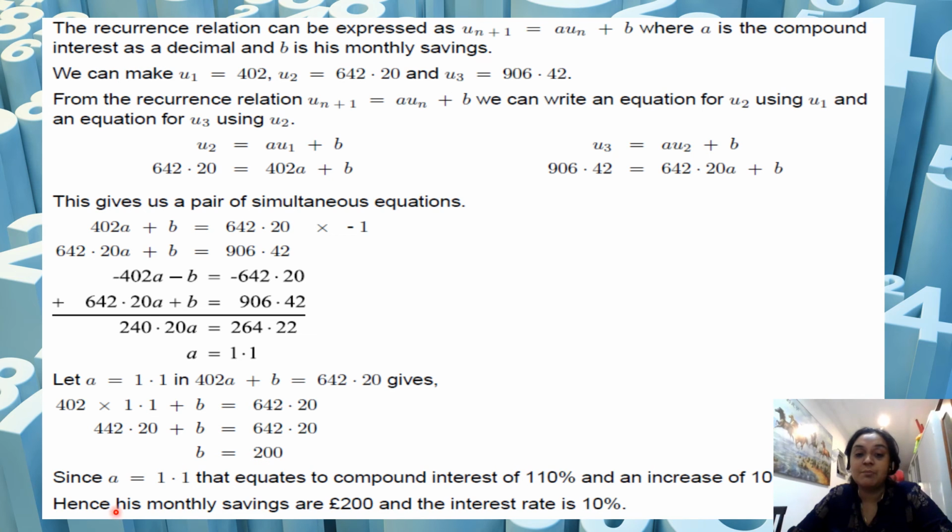Since a is 1.1, that equates to 100% of the previous amount plus an increase of 10% every month. Hence, the monthly savings is 200, and the interest rate is 10%. Because 1.1 means 1 is 100% of the initial amount, and 0.1 would be the interest rate, which translates to an interest rate of 10%.